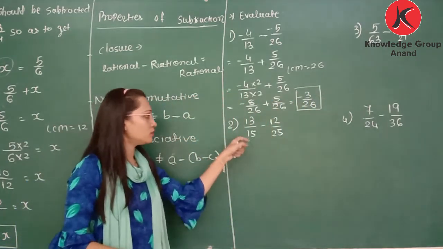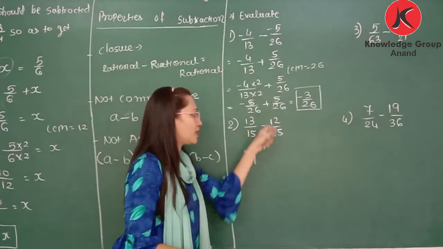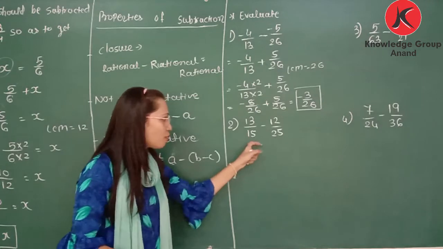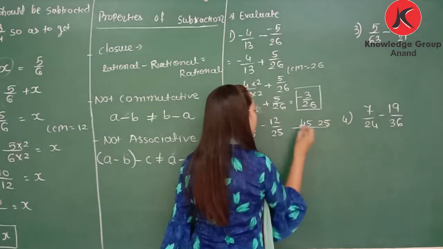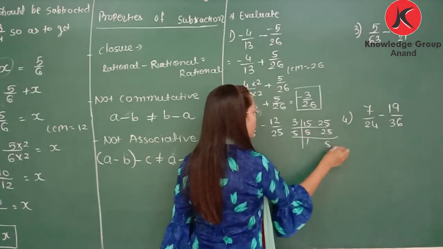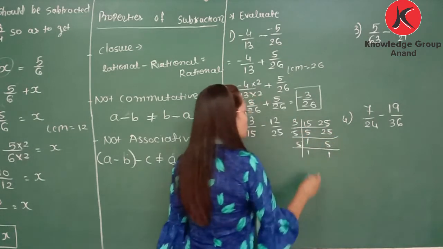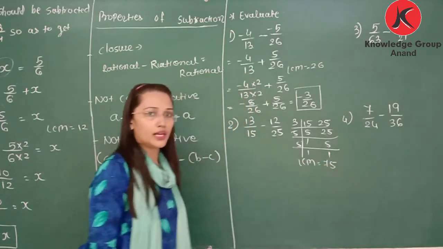Now next one, 15 and 25 in the denominator, 13 by 15 minus 12 by 25. Find the LCM of 15 and 25. Let's find. 3 5s are 15, 25 as it is. 5 1s are 5, 5 5s are 25. So the LCM is 75. Clear?